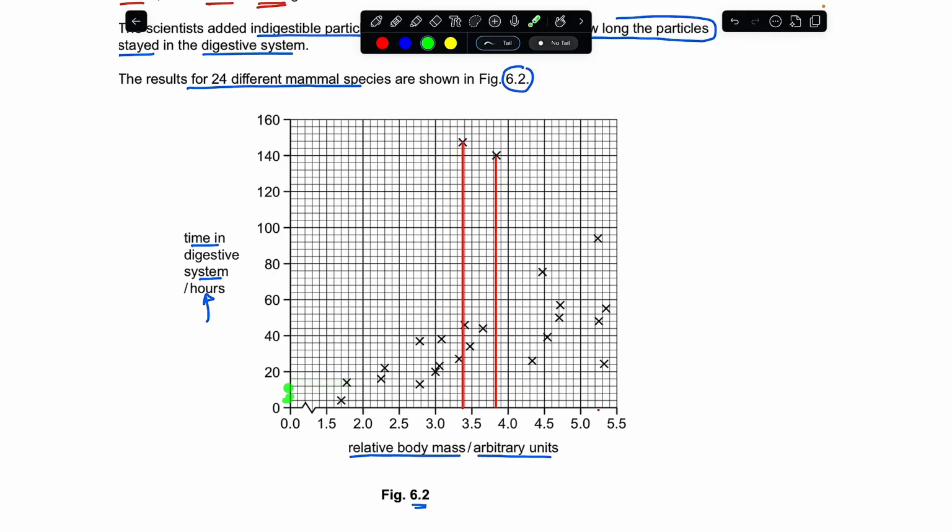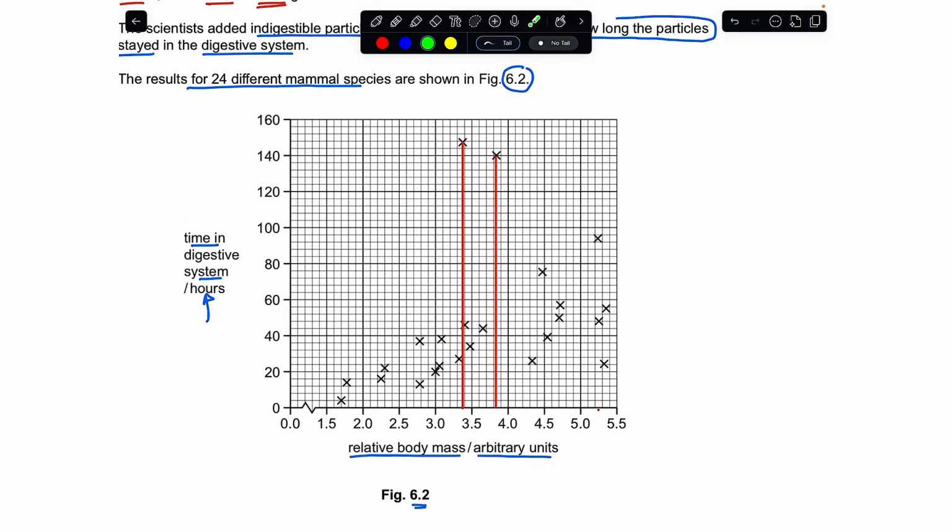Each small box here is representative of 4 units. So this is 4, this is 8, this is 12, this is 16. So this is coming halfway. So I would say that at a smaller body mass of 1.75 kgs, the food stay is smaller, and that is 14 hours.